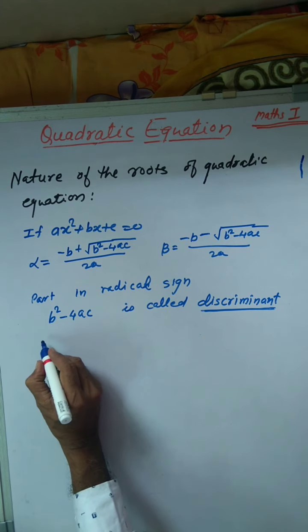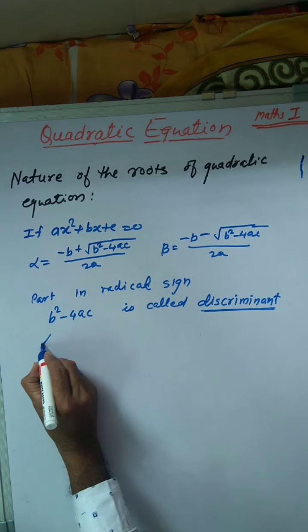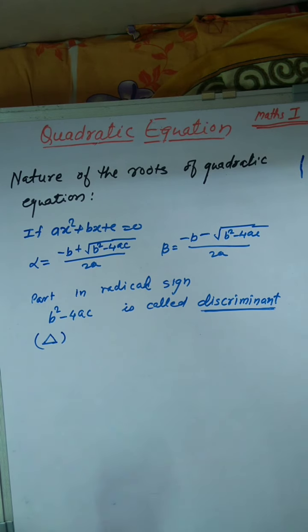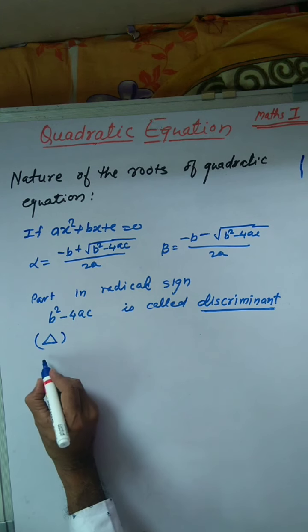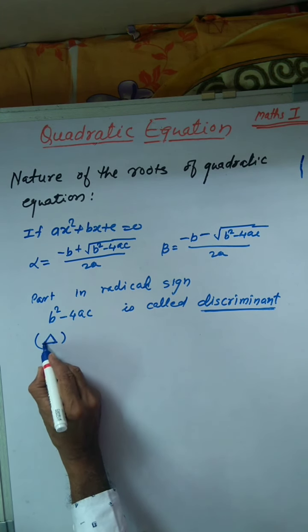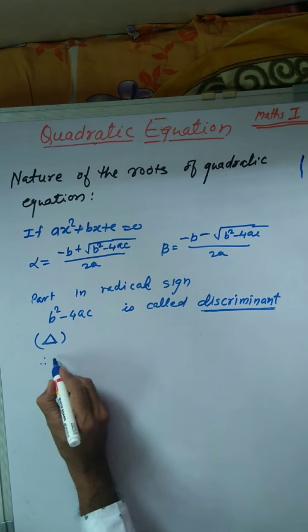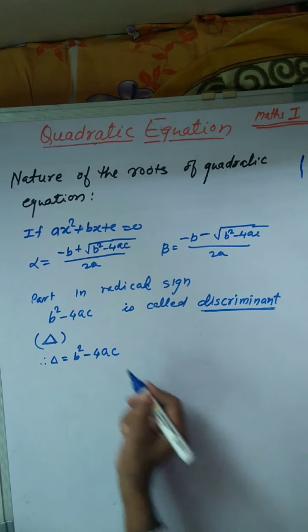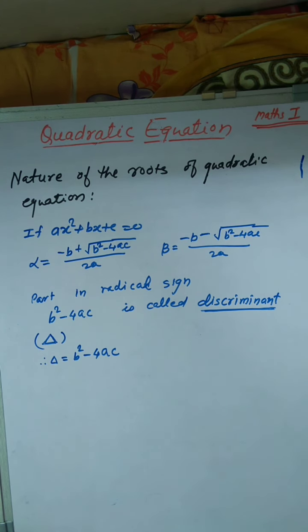That is also shown by this sign, capital delta. This is the capital letter delta. That means delta is equal to b² − 4ac, which is called the discriminant, and the nature of the roots depends on this part.